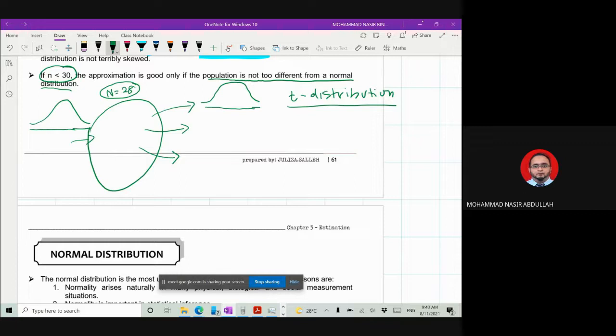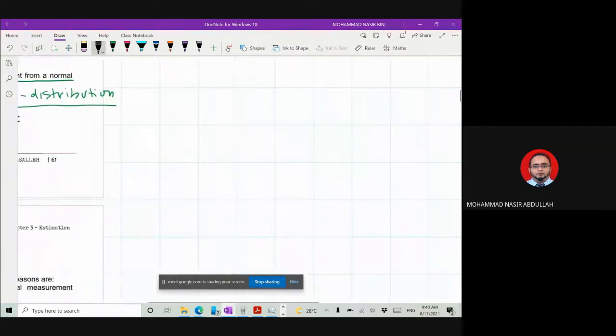So the T distribution looks like the normal distribution because it came from a normal distribution. The difference is that the sample size for this population is not large enough. It only has less than 30. When we have less than 30 from a normal population, it still looks like a normal population, but we need to do some adjustment. This adjustment is called the T distribution. Can you understand? Is it clear?